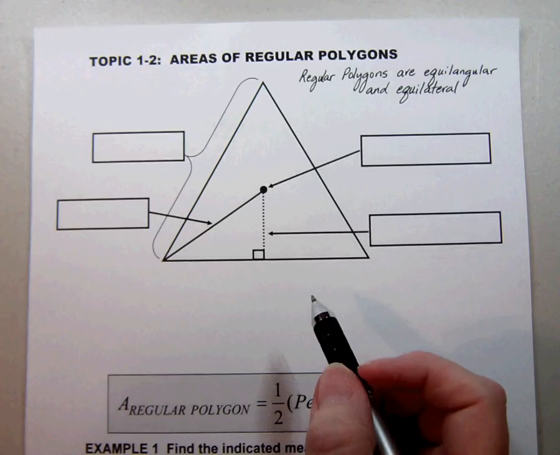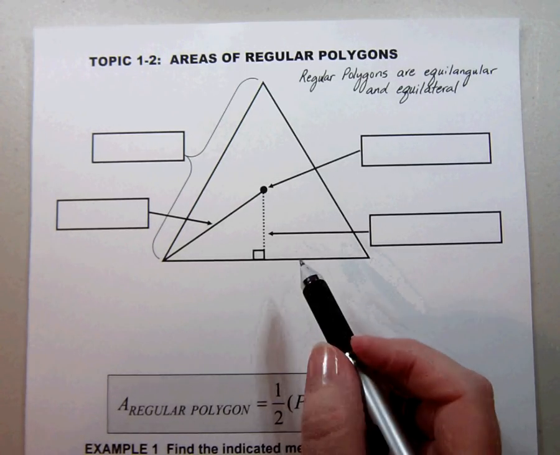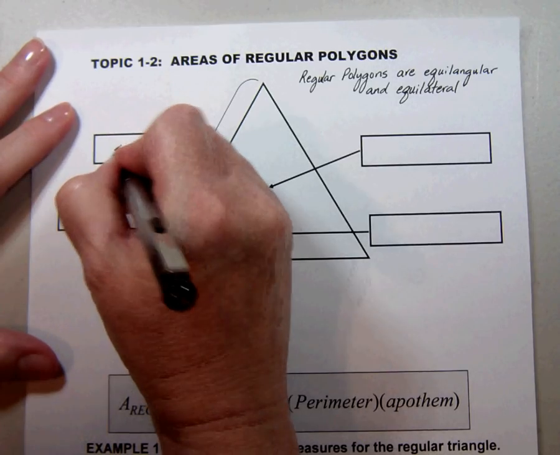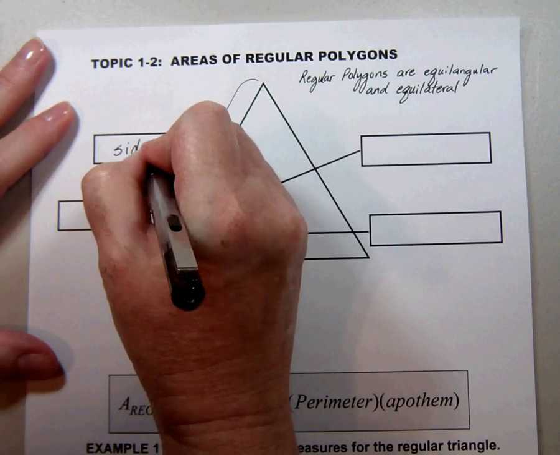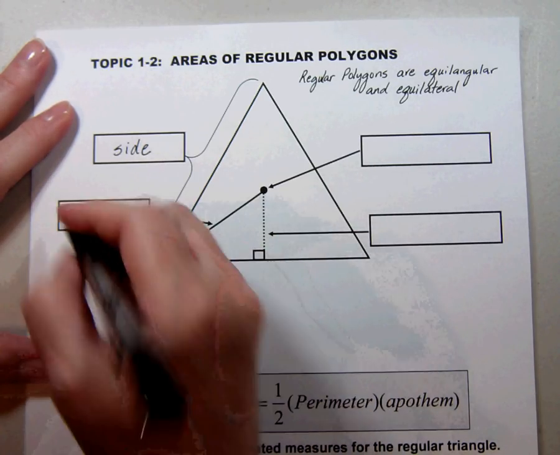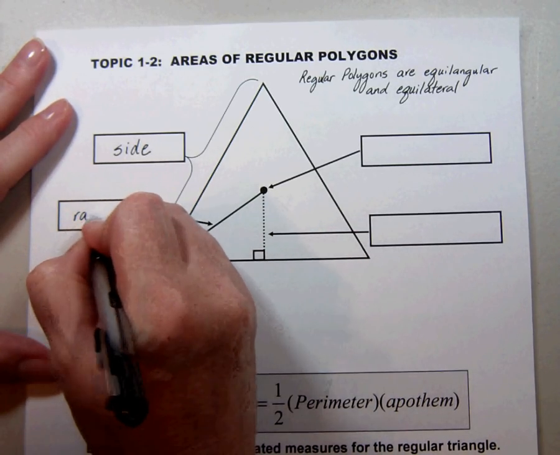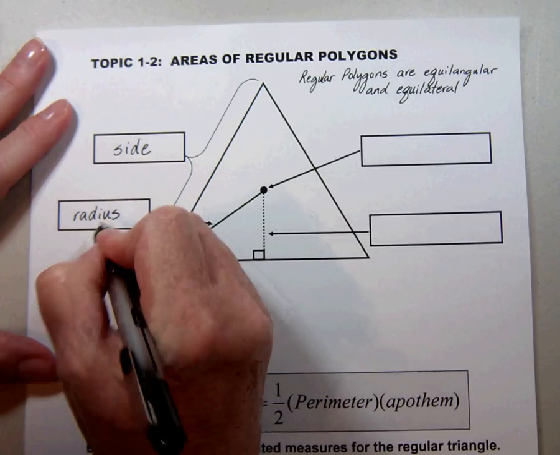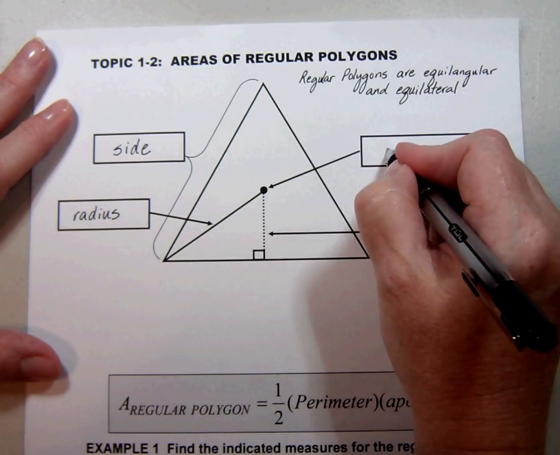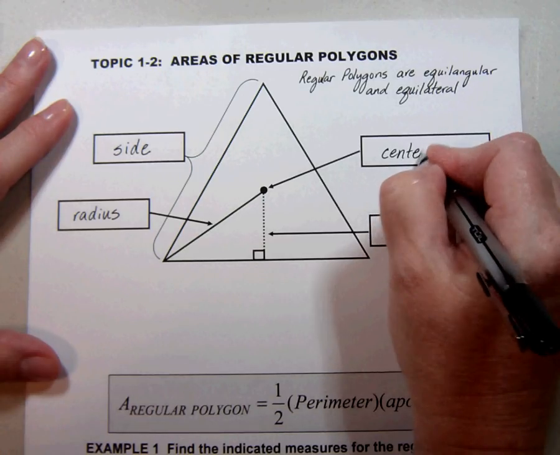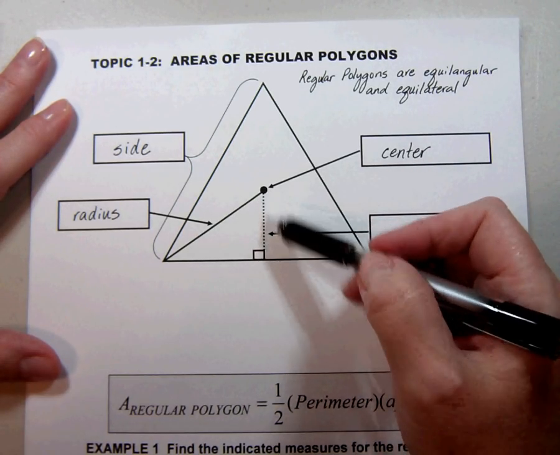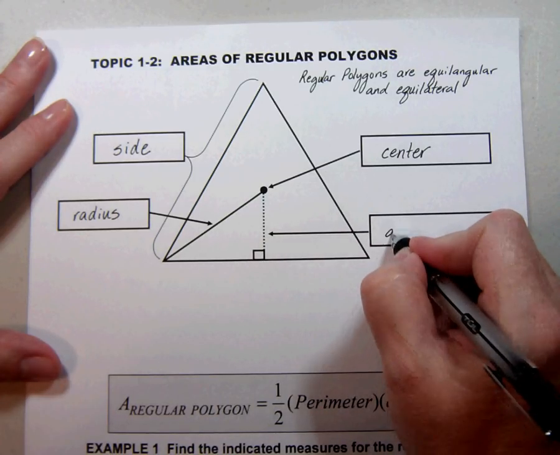Now in this picture we're going to label the things that are pointing to. This first one up here on the left is called a side. This line that connects the center to a vertex is called a radius. This point in the middle of your regular polygon is called the center. And then this dotted line right here has an interesting word. It's called an apothem.